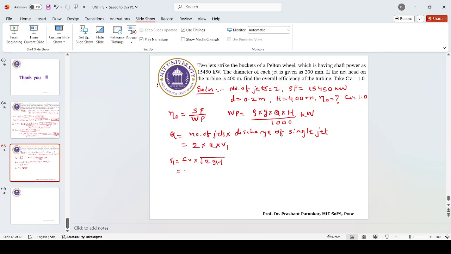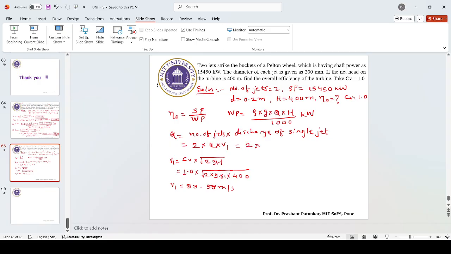So I can calculate this, Cv is mentioned as 1.0, the coefficient of velocity, and under root of 2 into 9.81, and the net head that is mentioned as 400 meter. So if I calculate this velocity of the jet v1, it is obtained as very close to 88.58 meter per second, right?